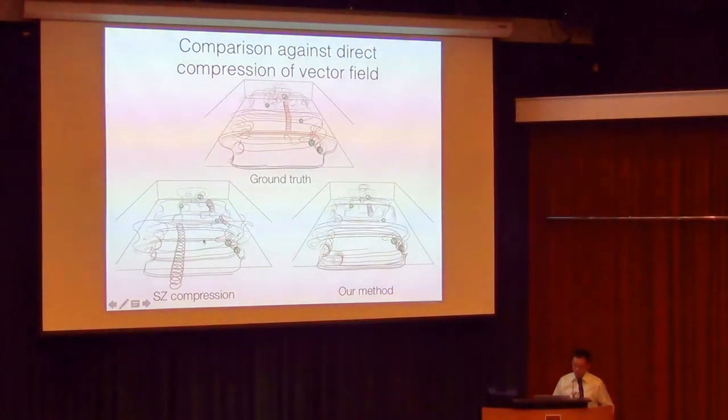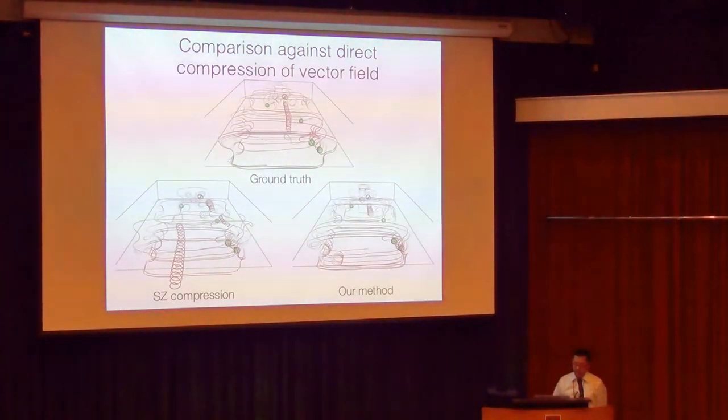And this is the one where we use SZ compression of the underlying vector field itself, okay? And this is the one where we are using the streamline representation. We are finding the representing streamlines in situ, compressing the streamlines, and using the compressed streamlines to reconstruct the vector field of lines.